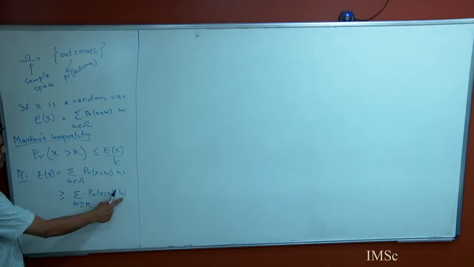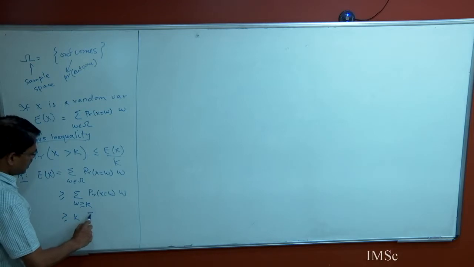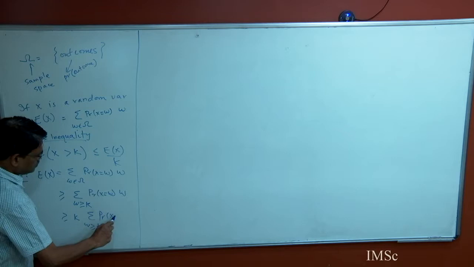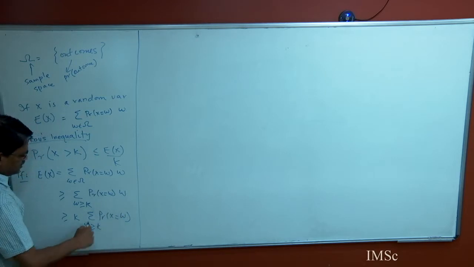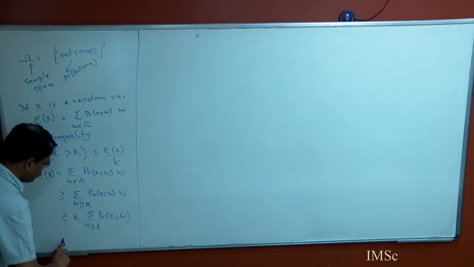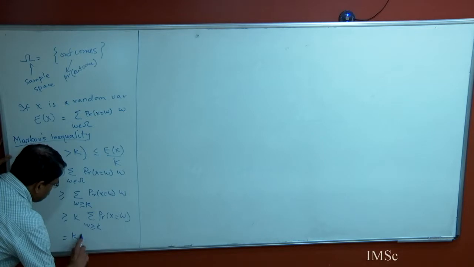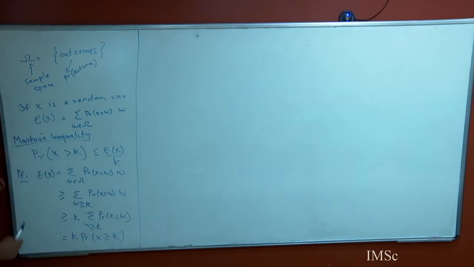Okay, now since w is greater than or equal to k, I'm going to take k out and say that this is basically k times something. But what is this? This is basically the probability that your value is greater than or equal to k. So now bring the k to the other side. What you have is what you want. Okay.